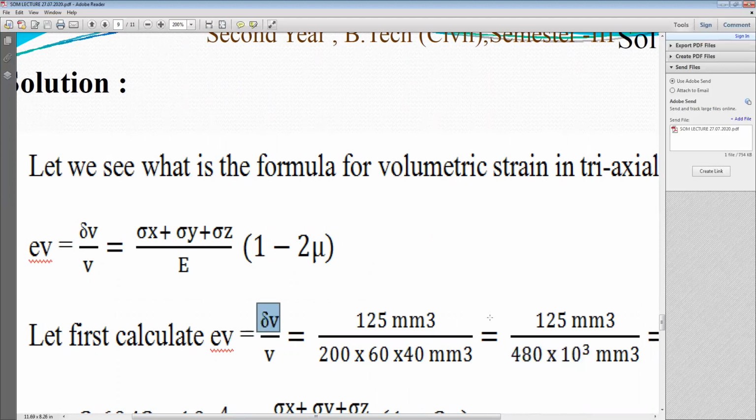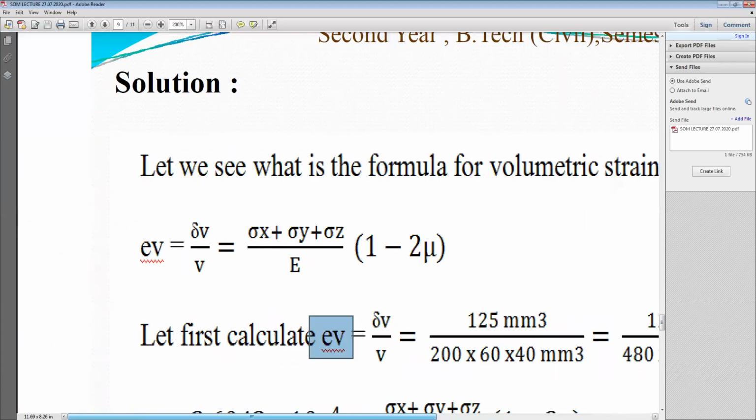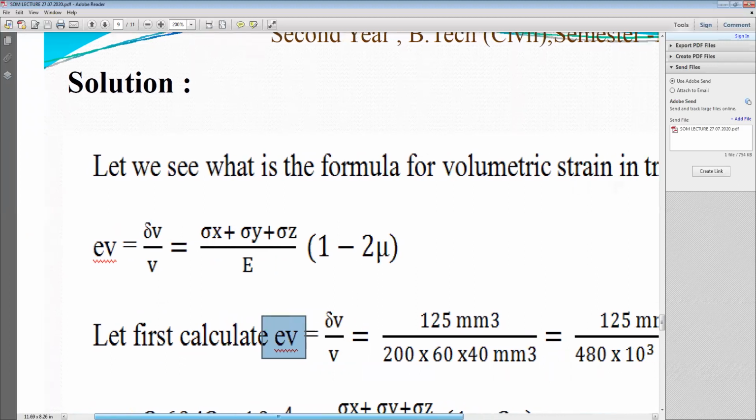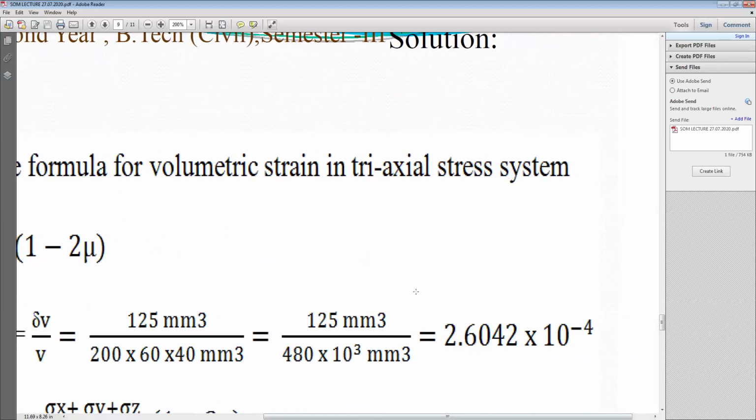Delta V is 125 divided by the volume of the body, means 125 divided by 480 into 10 to 3. We can get Ev. What is the value of Ev? Please calculate. So Ev will become 125 divided by 480 into 10 to 3. Ev is equal to 2.642 into 10 to minus 4. Strain has no unit.